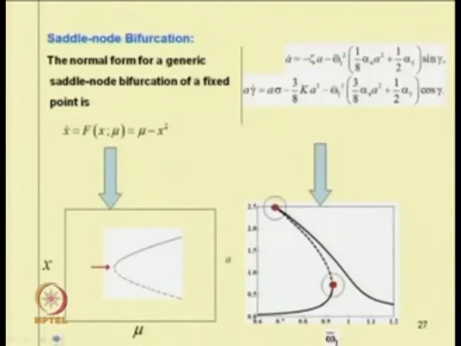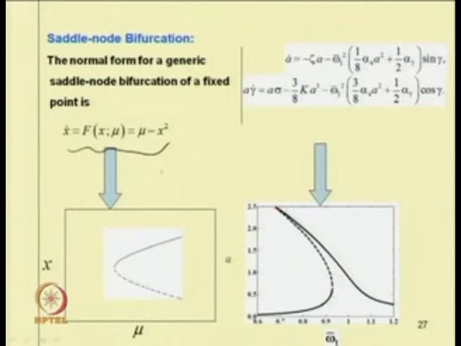Let us see this equation. For example, let us take this equation and study its bifurcation. Let x dot equal to f(x, mu), which is equal to mu minus x square. In this case, by substituting x dot equal to 0, I have the equation mu minus x square equal to 0.